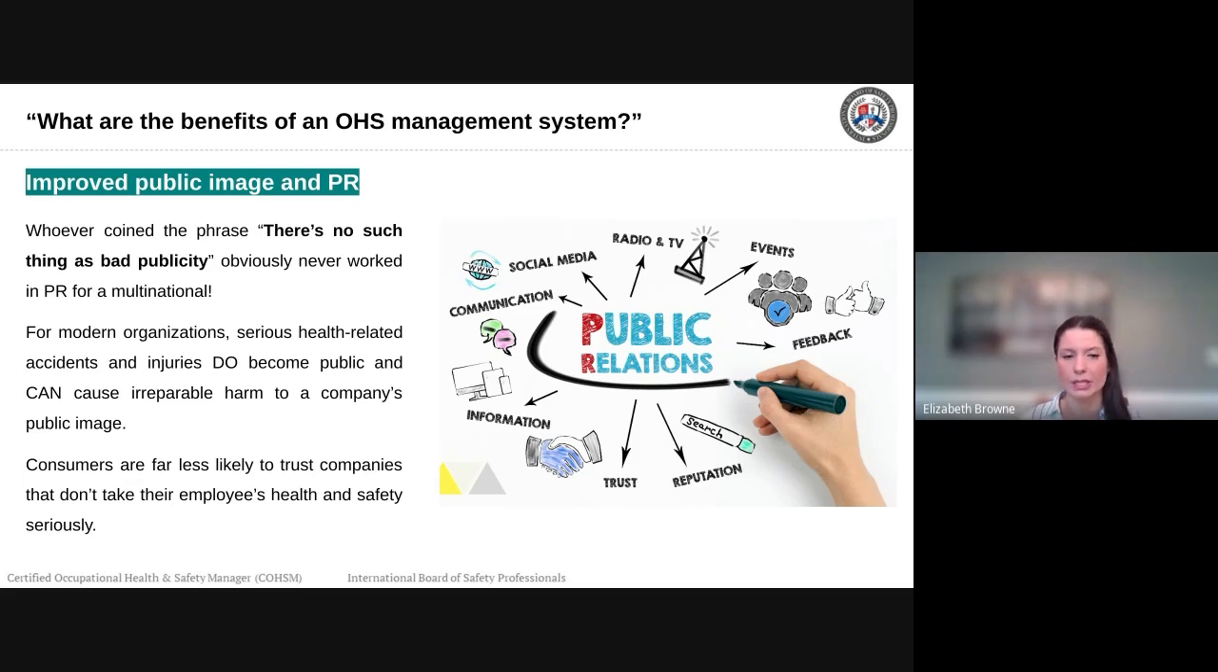Consumers are far less likely to trust companies that don't take their employees' health and safety seriously. And in this day and age, where there is so much communication online, on TV, and on social media, it's very easy for the public's trust to be lost and for a company's reputation to be tarnished through perhaps one event occurring, or even an unhappy employee who goes to the press and reports about this. These things can spread very quickly with things such as social media.